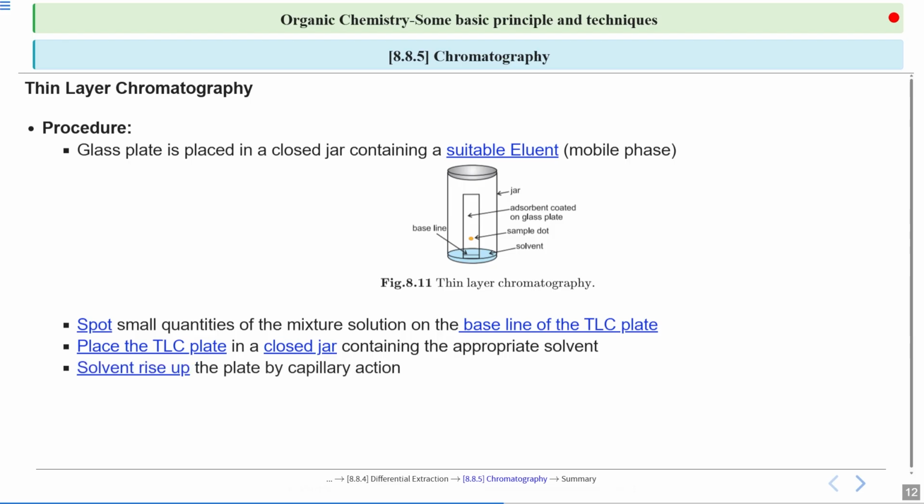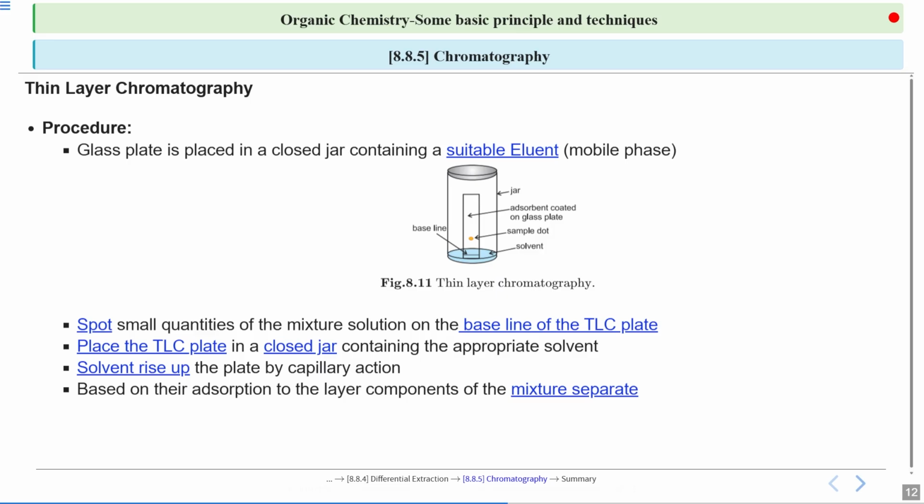Right after that, you will see that your solvent is rising up. Of course, it is your mobile phase, so it will flow over the stationary phase. Why is it happening? It is happening due to capillary action. Now, the mixture separates based on adsorption through the layer. Basically, your solvent will take up the organic compound present as the dot. Then due to capillary action, it will move upward.